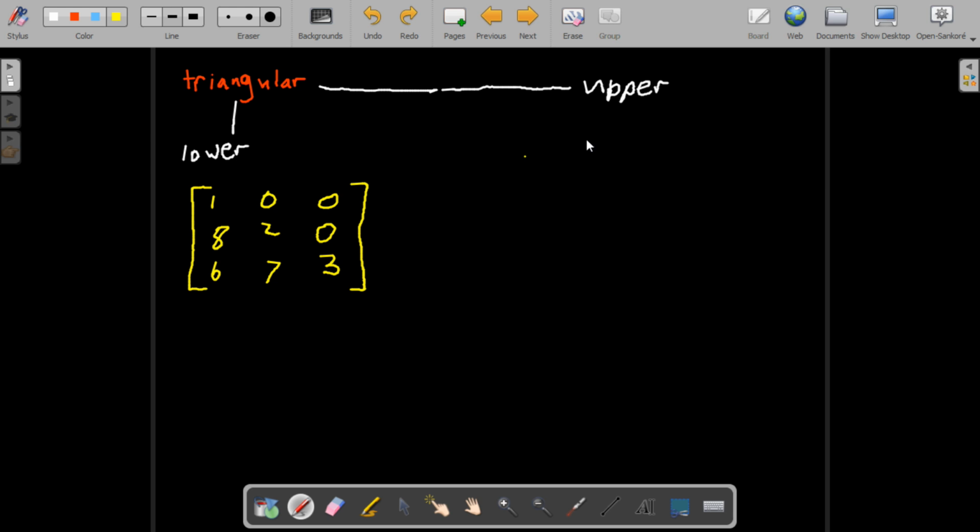And an upper triangular matrix is basically the opposite. All the zeros are below the diagonal. So we've got zeros below the diagonal, and for all the rest it doesn't really matter. So that's an example of an upper triangular matrix.